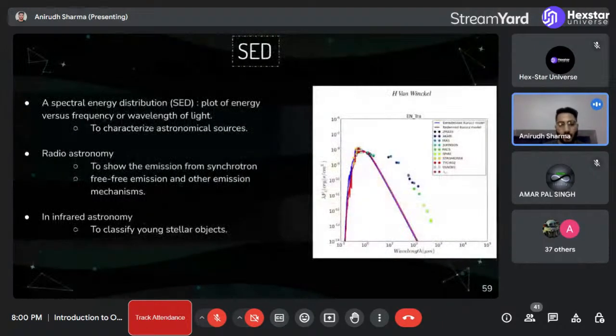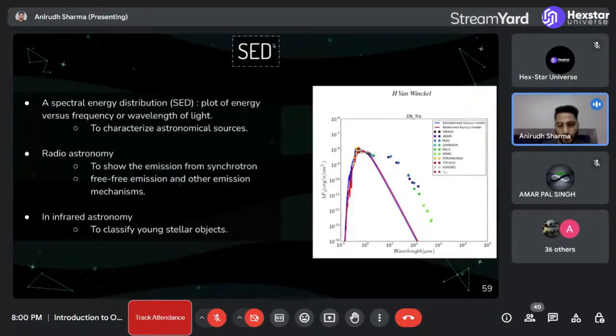Then there are also other tools that help us study astronomy. For example, spectral energy distribution. This is a diagram or a plot that's made of flux versus the wavelength. So we study the wavelength of light that is coming to us, and the amount of that light that is coming to us. So how is that helpful to us?